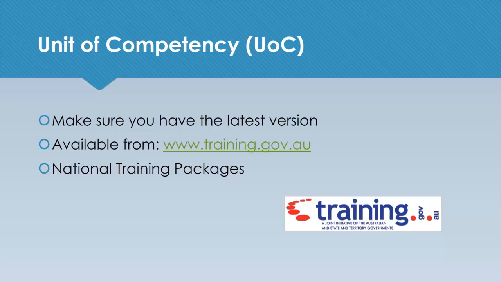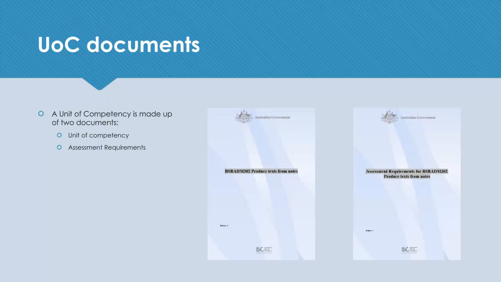When you're using a unit of competency, it's important to make sure you have the latest version. These are available for download from www.training.gov.au. Training.gov.au is our national register and contains information on national training packages. A unit of competency is actually made up of two documents, the unit of competency and the assessment requirements. You will need both of these documents.